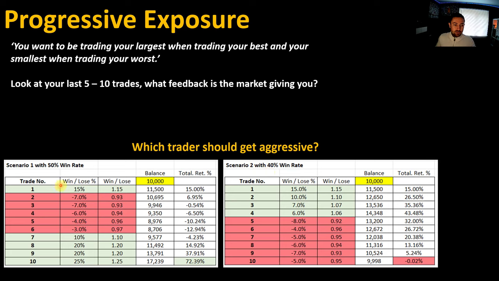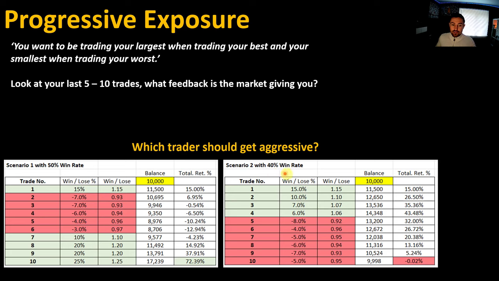And let's say for scenario one, trader one, these are what's happened over the last 10 trades, and we could look at compounded return on investment as well. That's putting all of your capital into it. I wouldn't suggest that. It's just so we can get these figures coming out. So here, they had a win of 15%, and then they lost 7, 7, 6, 4, 3, and then they had a string of winners, 10%, 20%, 20%, 25%. Okay, now potentially they're in sync with the market. The market is rewarding their strategy.